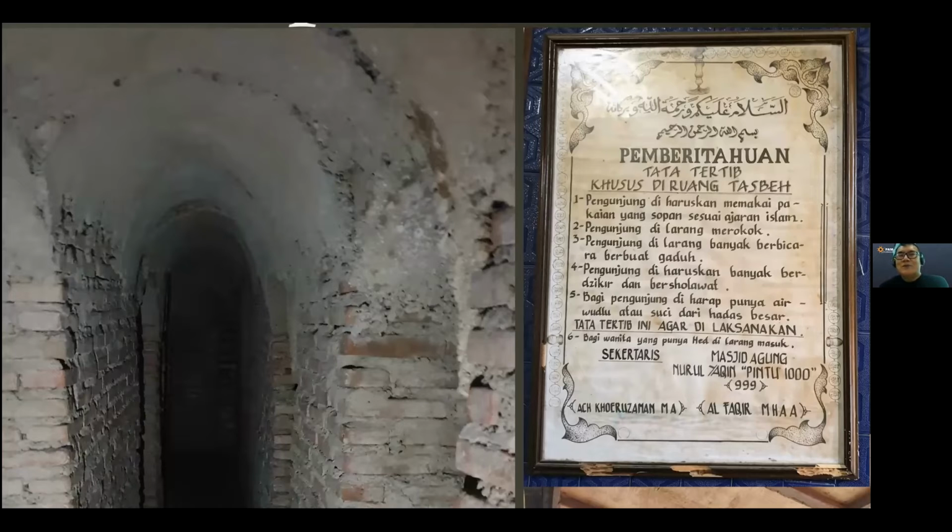Tata tertib khusus di ruang tasbih, pengunjung diharuskan memakai pakaian yang sopan sesuai ajaran Islam. Pengunjung dilarang merokok, no smoking. The first one, you have to wear proper attire. Number 3, pengunjung dilarang banyak berbicara, berbuat gaduh. I like this one a lot, no fighting in the mosque. Well, you shouldn't fight anywhere, not just in the mosque, but that's good. Pengunjung diharuskan banyak berzikir dan bersolawat. Also very good. You need to do your recitation and always think of God and our Prophet.